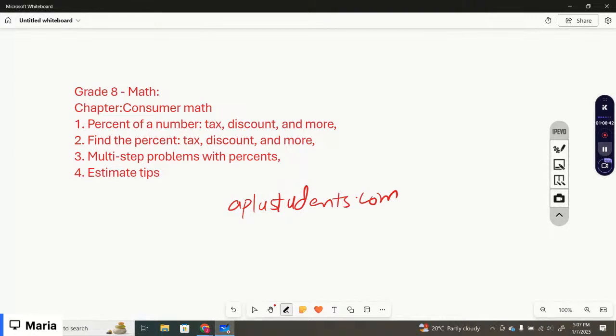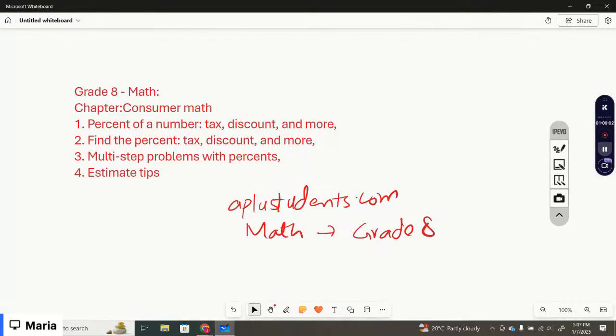You have to log in there using your email address and password as provided by the administrator. Then you have to select math from the subject tab. Scroll down to grade 8 math and then click on view all lessons. There you can find a list of the chapters.